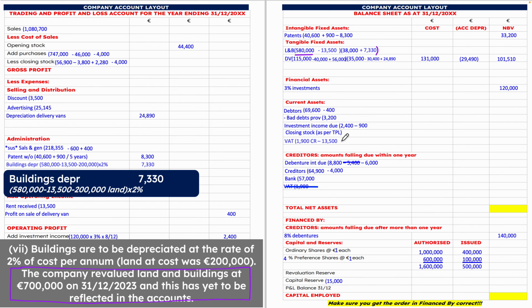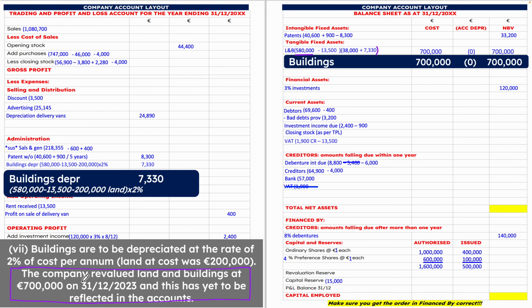So look, happy days here. We have land and buildings worth 580, but minus the 13,500. So 566,500. That's what is in our books. 566,500. That's what we think our land and buildings are worth. But then we got a surveyor in, and they said, you know what, we actually think your buildings are worth 700,000 at the end of the year. So at the end of the year, we're going to have cost 700,000, no depreciation, and then we're going to have 700,000 net book value.